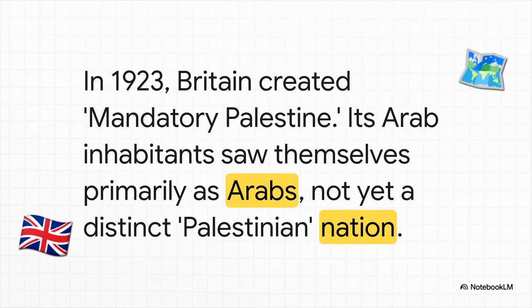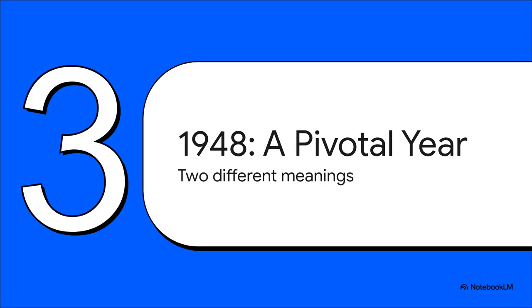After World War I, the British took control, creating what they called Mandatory Palestine. Now here's a crucial point. At this time, the Arab identity was paramount. The idea of a separate, distinct Palestinian national identity would develop later, and it was largely in response to the growing Zionist movement. This brings us to the single most important year in this entire story, 1948. It's a year that means birth to one people and disaster to another, and understanding both perspectives is absolutely key.